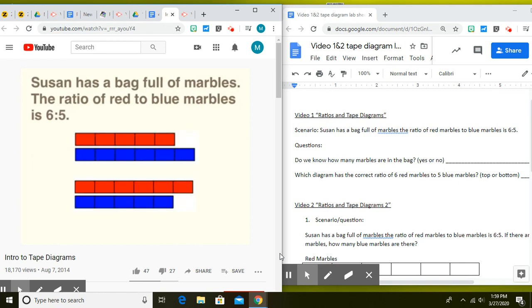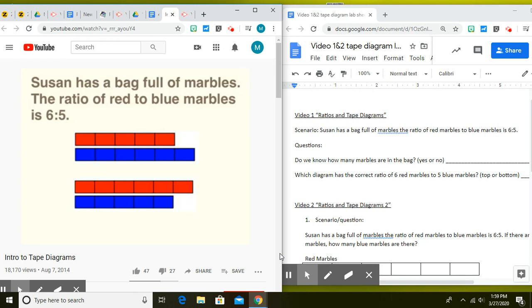Now we want to look at these tape diagrams. These are tape diagrams of ratios. There are 2 of them here. And now I want you to just pause for a moment and think to yourself, if you can tell which of these 2, here's 1, here's 2, properly illustrates the ratio that's being expressed in this statement here. Ratio of red to blue marbles is 6 to 5.